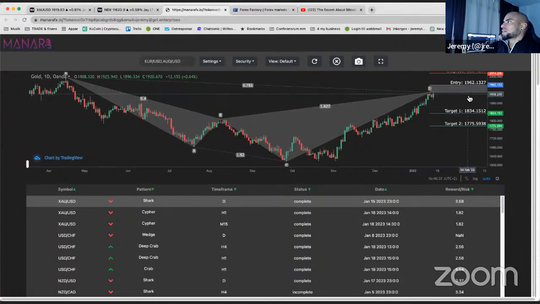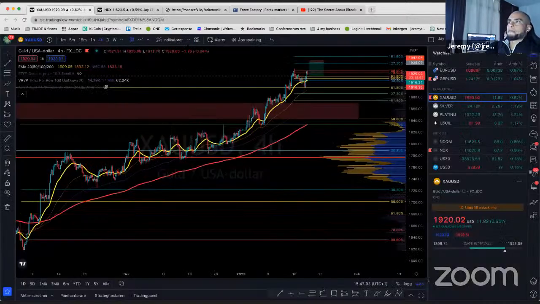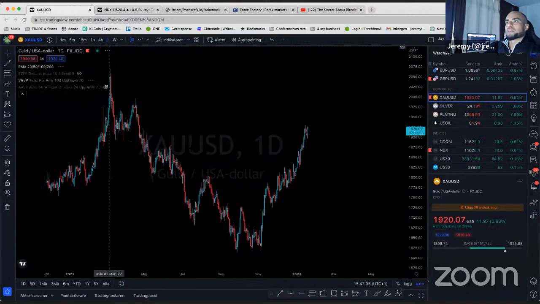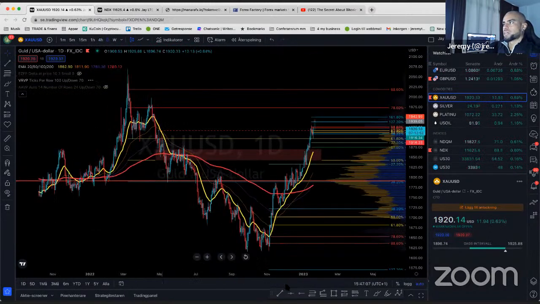So this trade has reached its entry zone, right? The entry zone started at 1927 US dollars, and it's now at 1919 US dollars. And I wouldn't want to enter this trade right now. I'm gonna show you why. So let's zoom out on a bigger time frame. I'm gonna show you guys why I don't want to enter that trade right now.